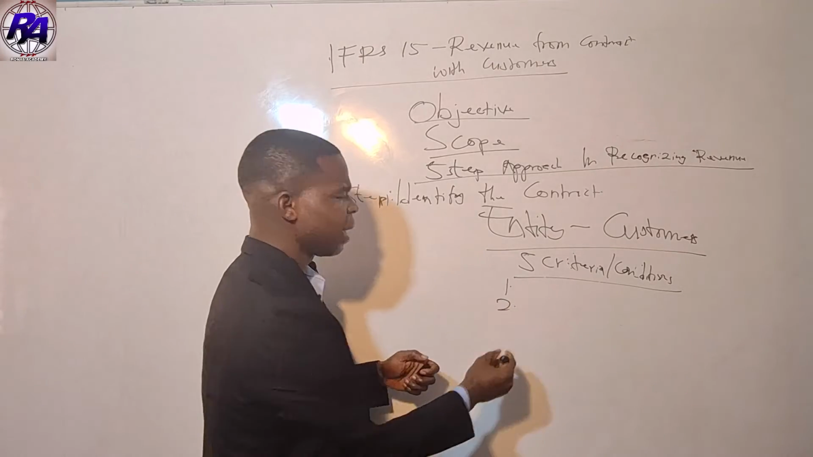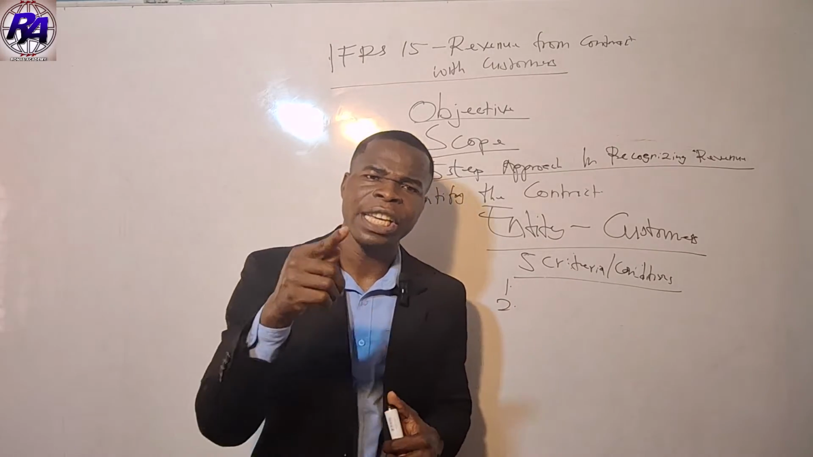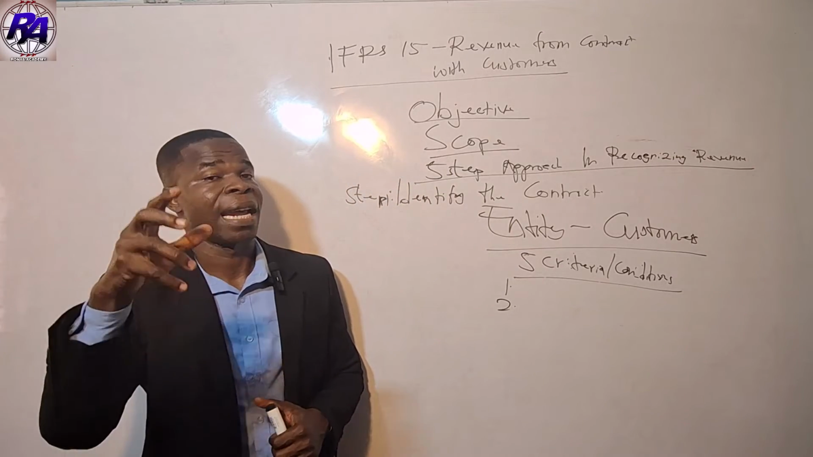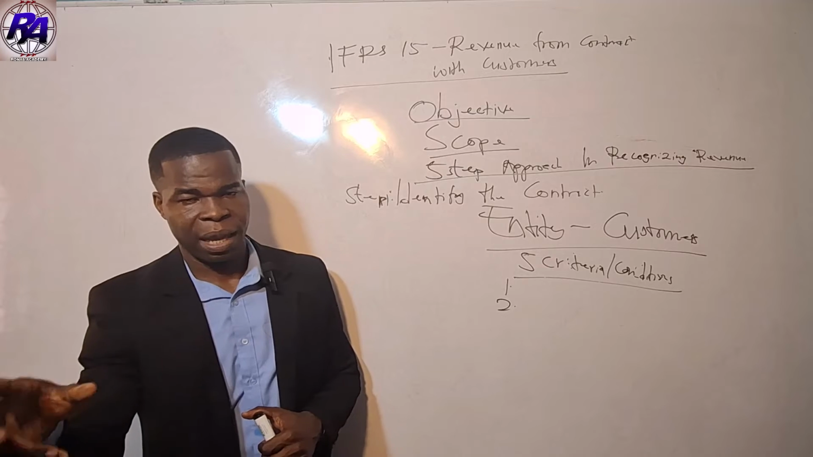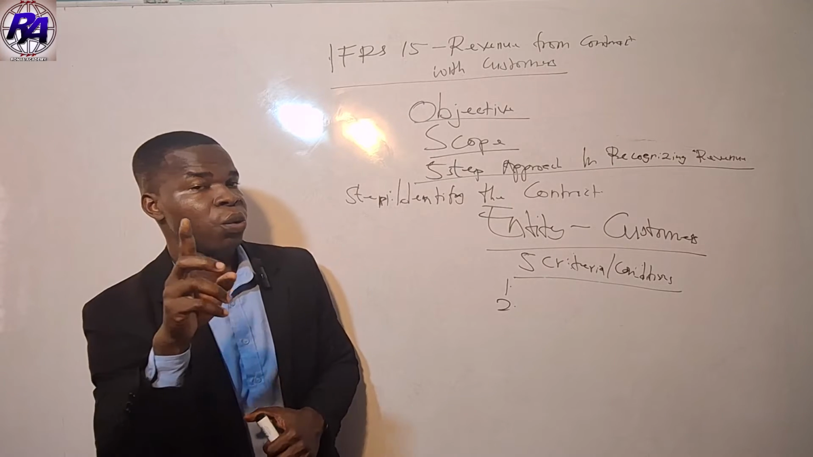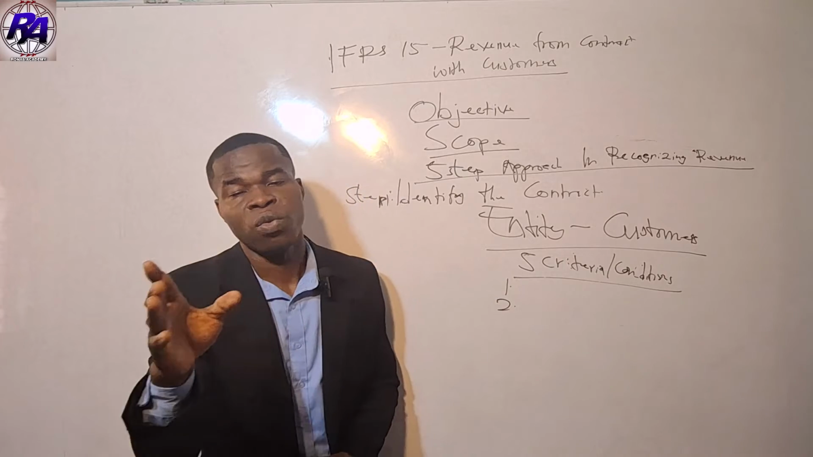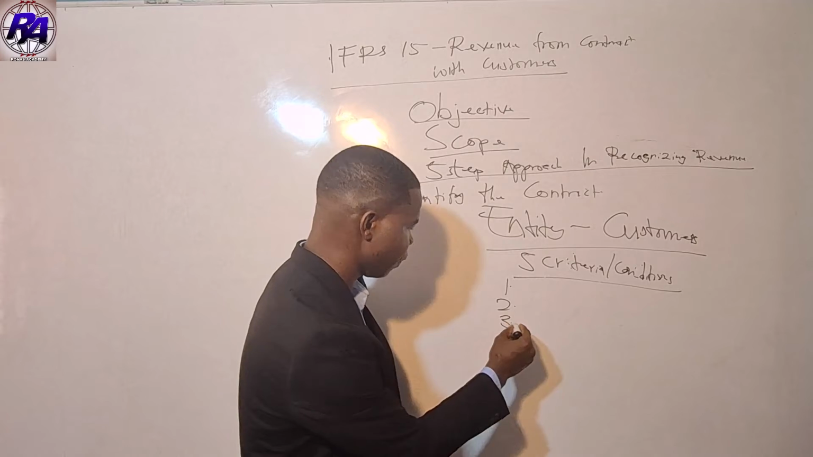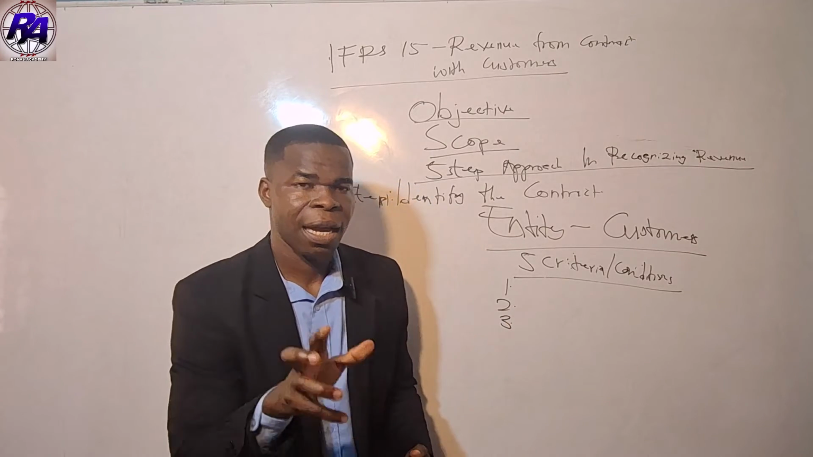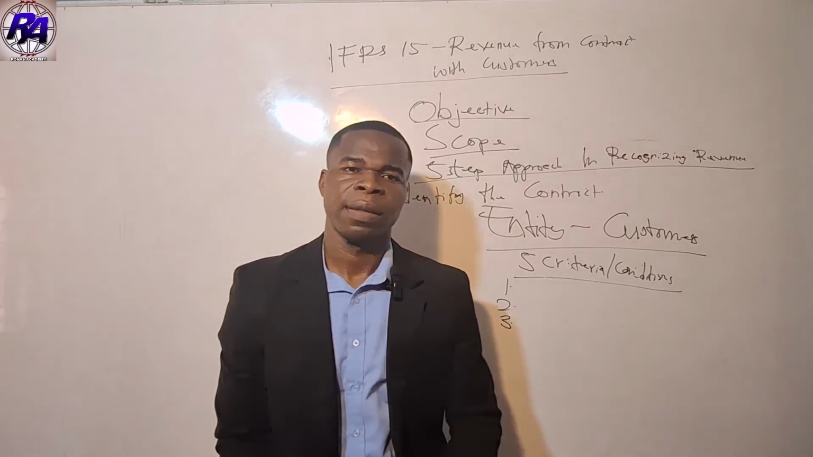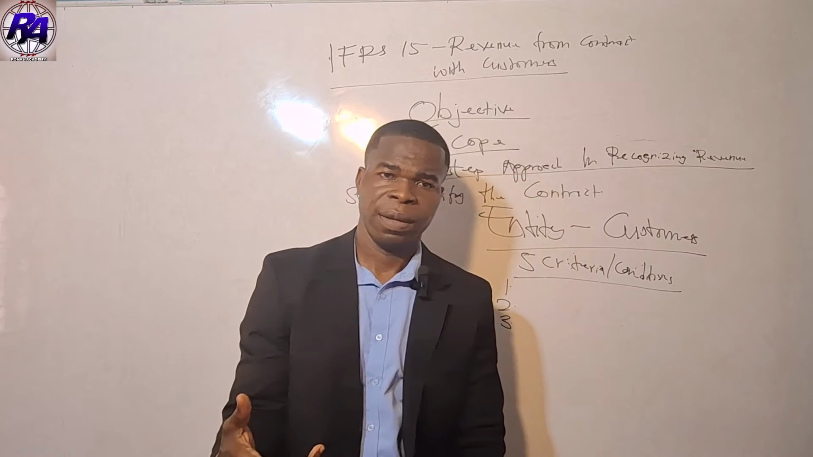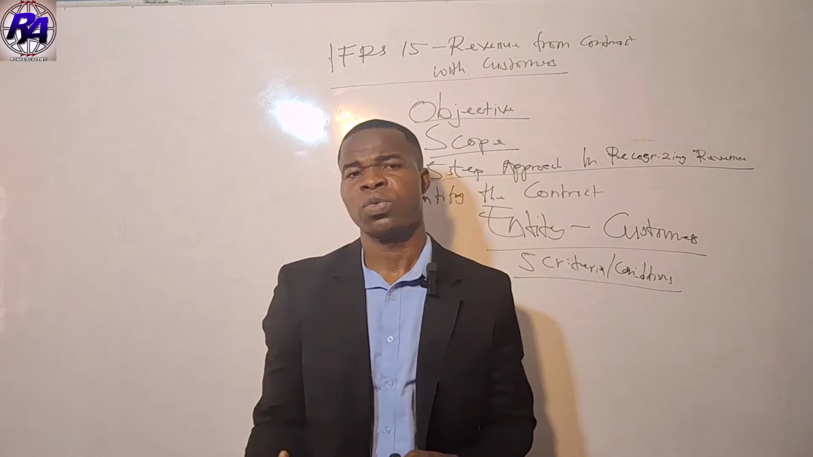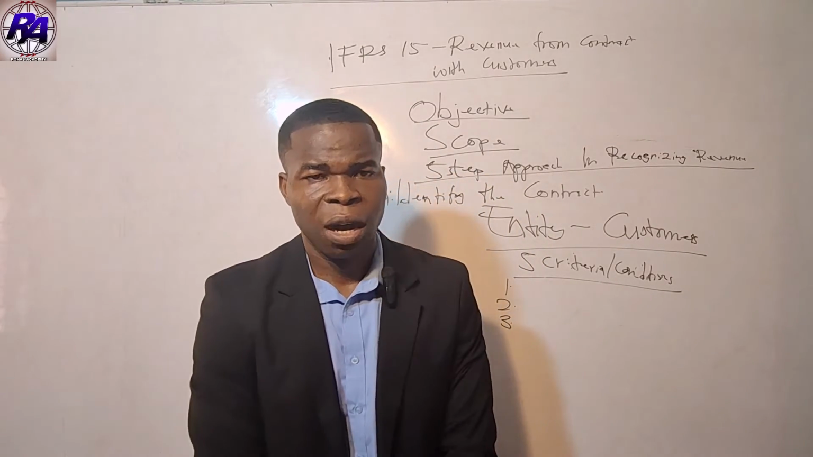Condition 2. The entity can identify each party's rights. That is condition 2. So I know my rights. The customer also knows his or her rights. Condition 3. The entity can identify the payment terms. How are you going to pay for the goods that I'm providing to you, the promised goods and services I'm providing to you as a customer? How are you going to pay?